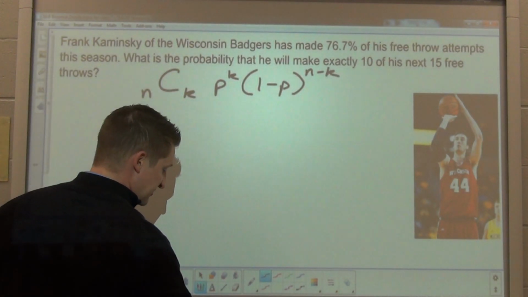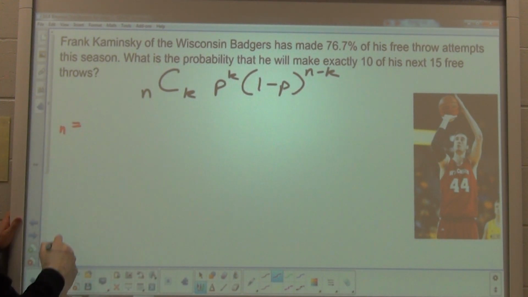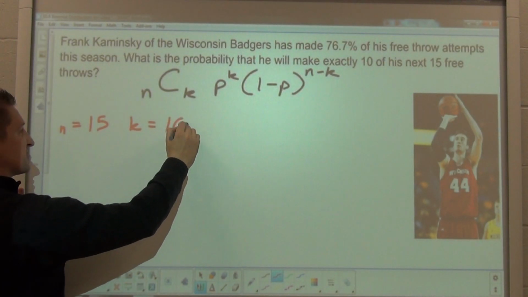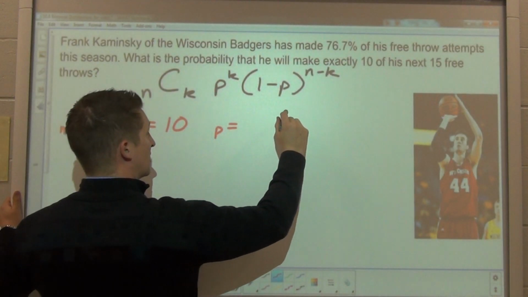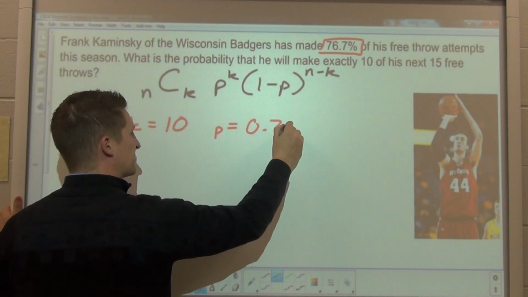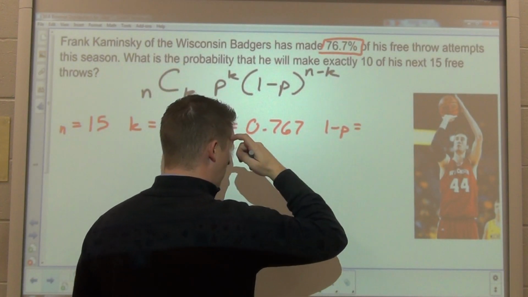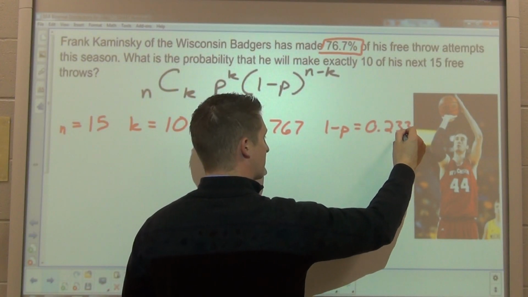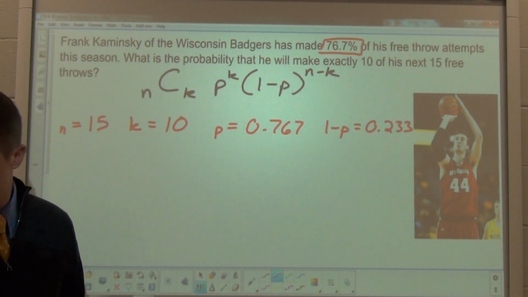So again, identifying these different things before I plug them in, n is the number of trials. In this case, how many free throws are you going to shoot? We're going to say 15. k is the number of successes. We're going to say he successfully makes 10 of those 15 free throws. p, the probability of success, would be his previous percentage of making free throws, which is 76.7% or 0.767. The probability of failure, 1 minus p, would be 1 minus 0.767, which is 0.233, or a 23.3% probability that he's going to miss those free throws.